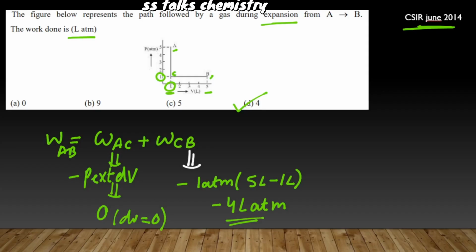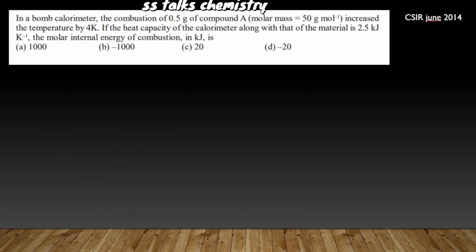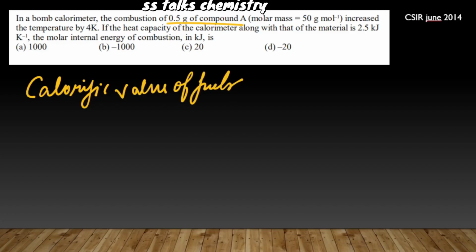Next, this question now. In a bomb calorimeter, the combustion of 0.5 grams of the compound. So what basically happens in the bomb calorimeter is you burn your fuel. Okay, and by burning the fuels, we find the calorific value of the fuels. What is meant by calorific value? That is, if you are burning a certain amount, suppose 1 gram of the fuel you have burned, then how much heat has been produced in this. So for that, this experiment is performed in bomb calorimeters.